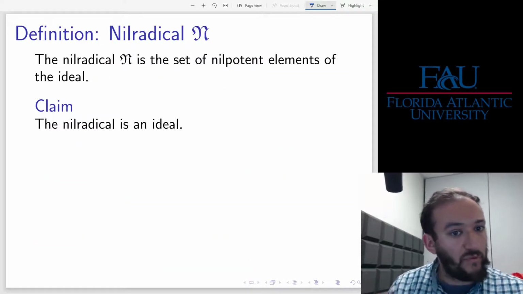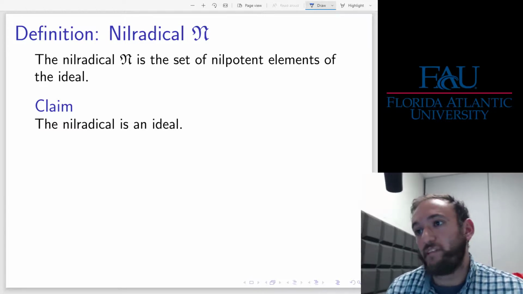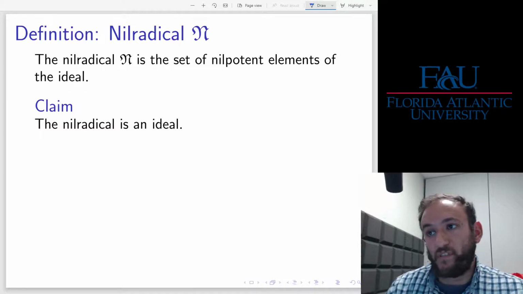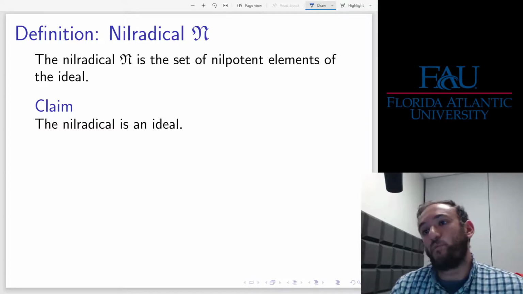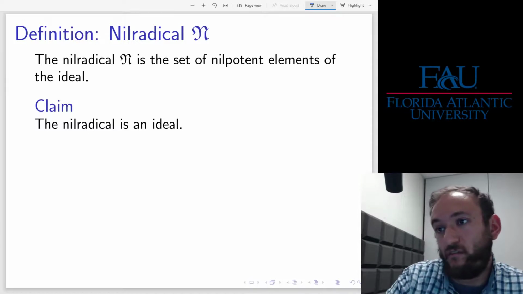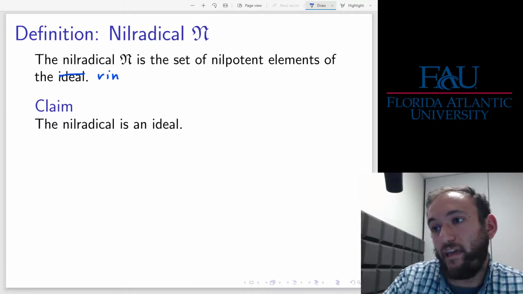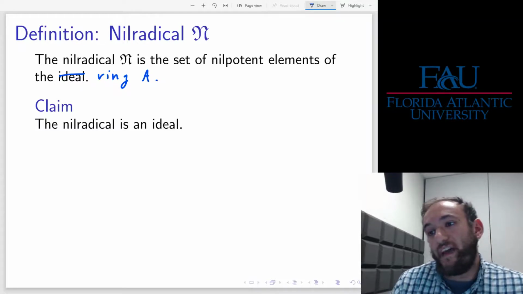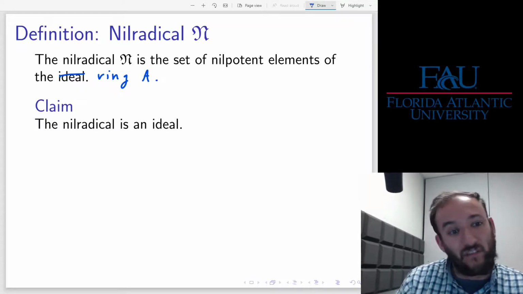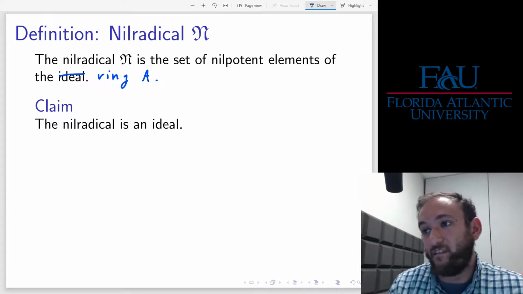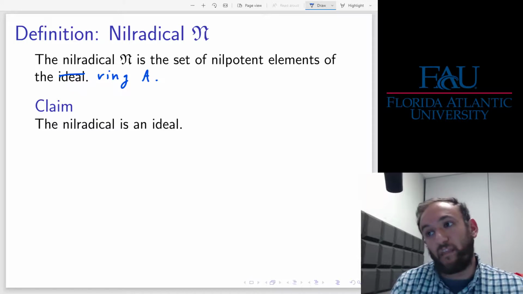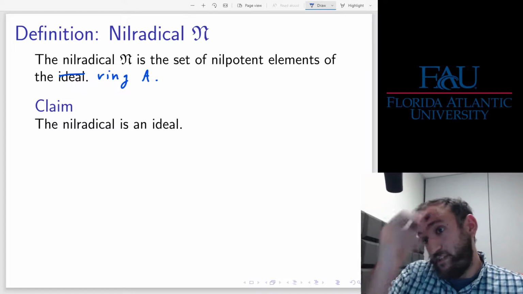Okay, having looked at primes and maximal ideals, we're going to define another couple special ideals in a ring. We'll start with the nilradical. So the nilradical N is the set of nilpotent elements of the ring A. And we're going to claim that the nilradical, this set of nilpotent elements, is in fact an ideal. And so that means that we need to show that the set of nilpotent elements is closed under scaling by A and is closed under addition.